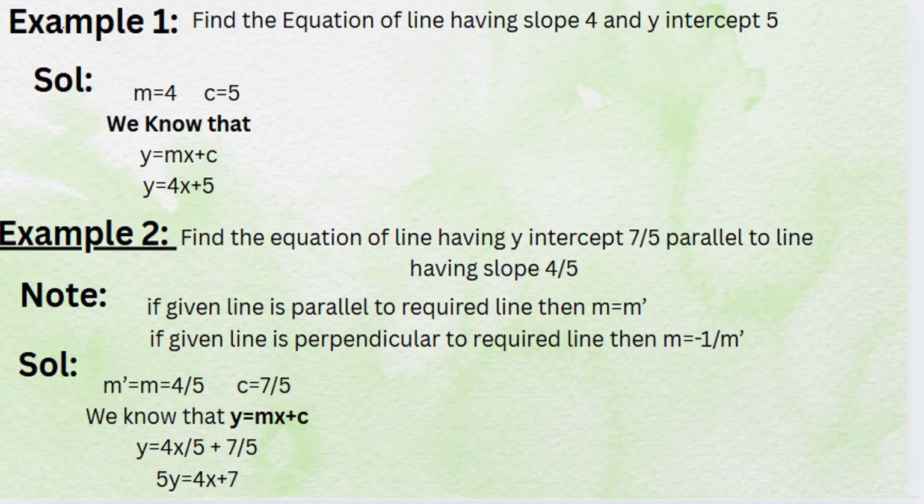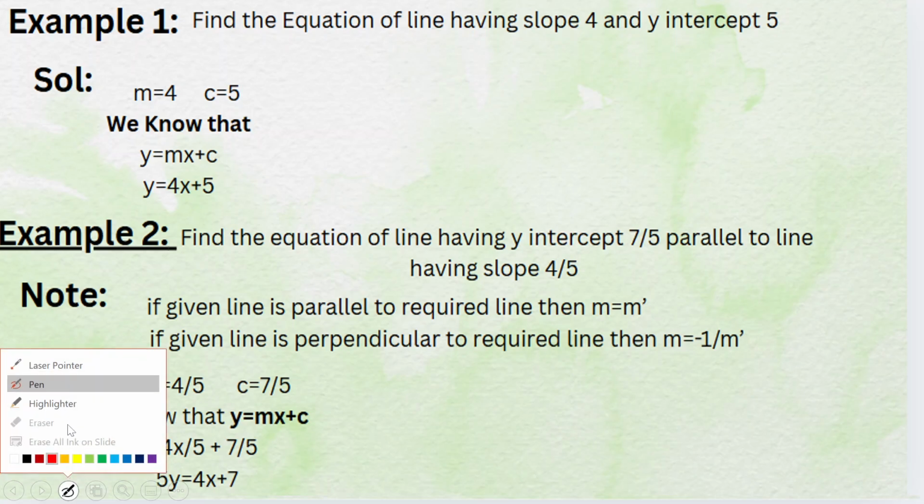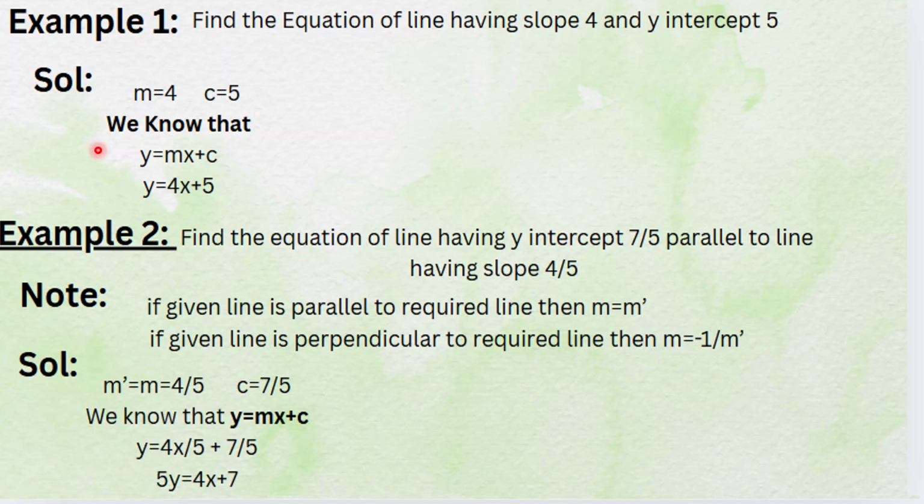Now let us discuss some examples. In the first example, we are asked to find the equation of the line whose slope is 4 and whose y-intercept is 5. The given slope is 4, so the value of small m is 4 and the y-intercept, which is c, is 5. It is written as y = mx + c. The value of m is 4 and c is 5, so the equation is y = 4x + 5. It is a quite simple answer.